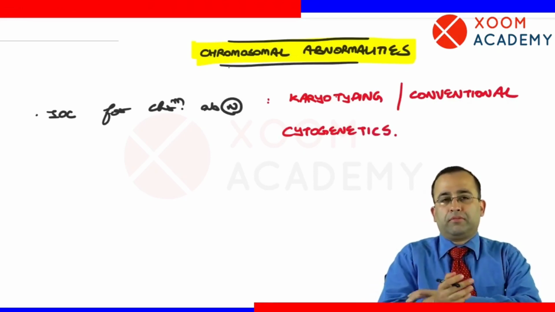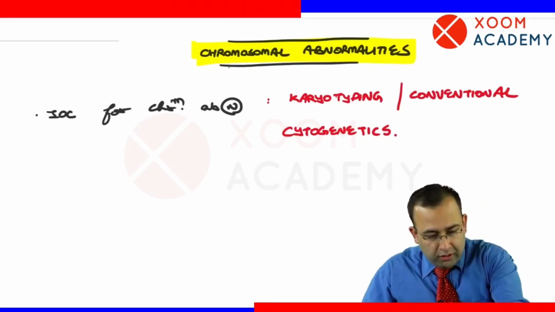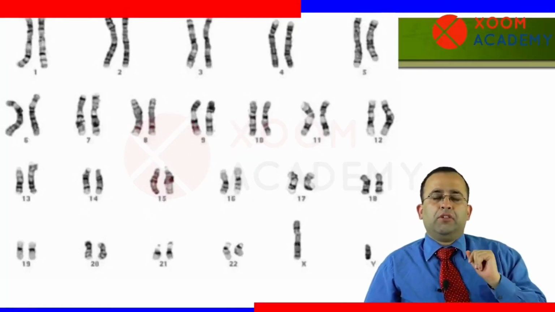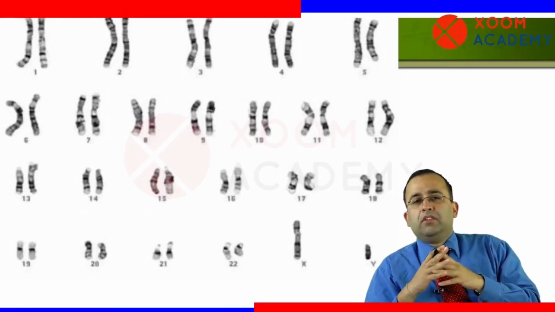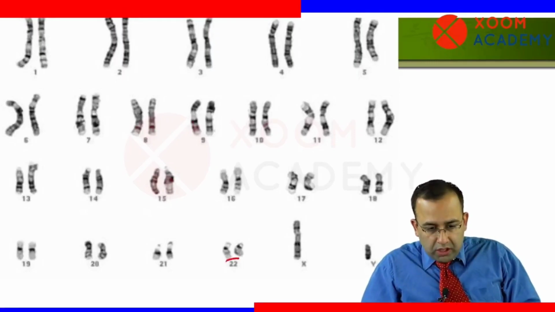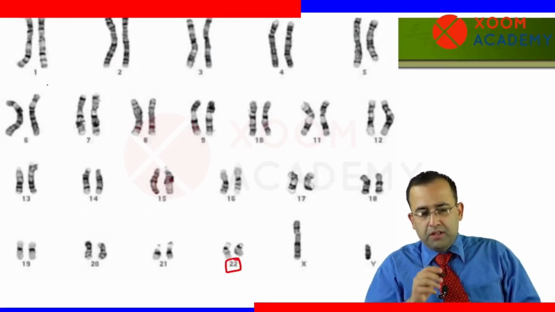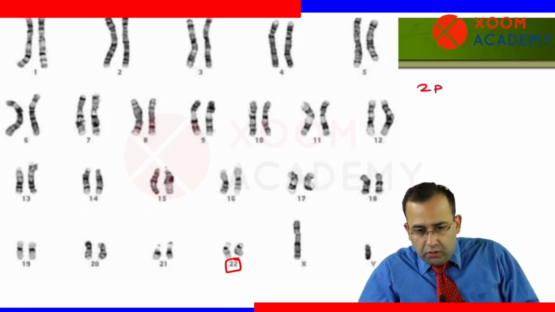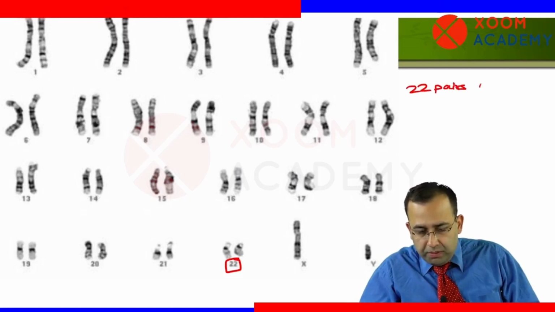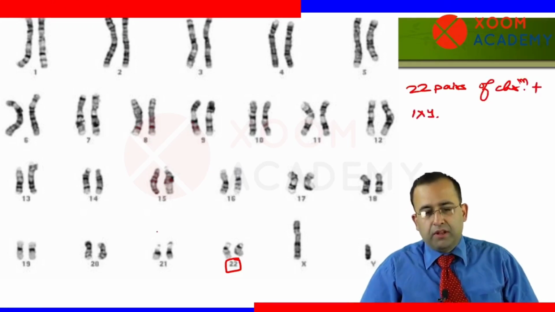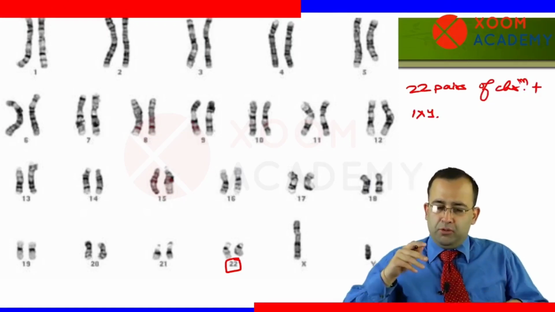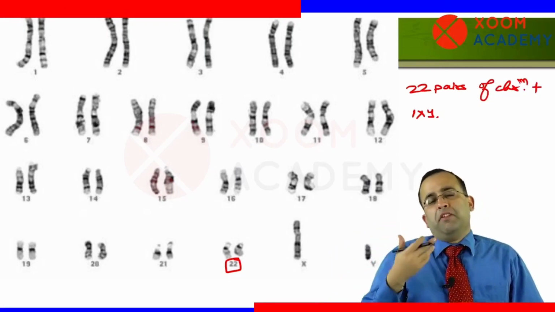What does this mean? Before we go further, let us have a look at what a karyotype looks like. This is conventional cytogenetics or karyotyping. The minute I see this, I am able to make out कि there are 22 pairs of chromosomes. देखो ये सारे chromosomes numbered है ना, 1 2 3 4 5 6 ऐसे सारे numbered हैं. So there are 22 pairs of chromosomes, plus 1 X and 1 Y. That means this is a male. अगर दोनों X होते, suppose Y ना होता, if it was XX, it would have been female.